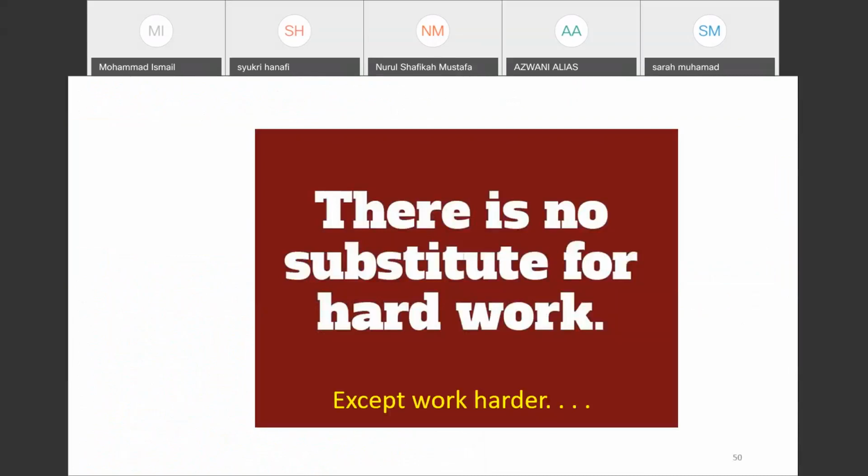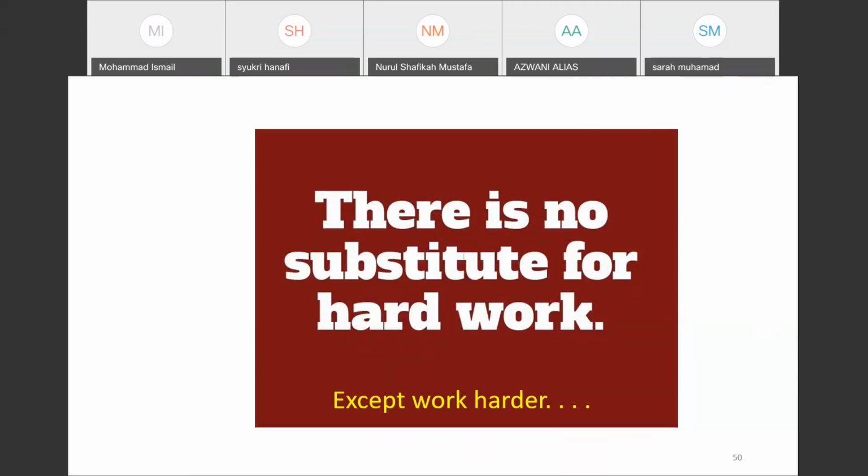Okay, so there is no substitute for hard work except to work harder. As a student, why must you publish your work? Why must you send your article to a high impact journal? Because it is for yourself.